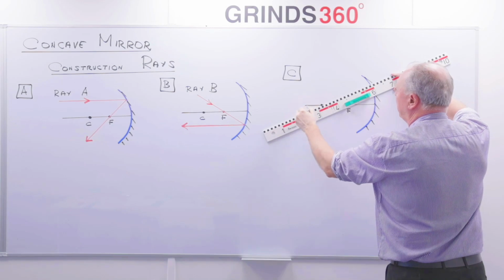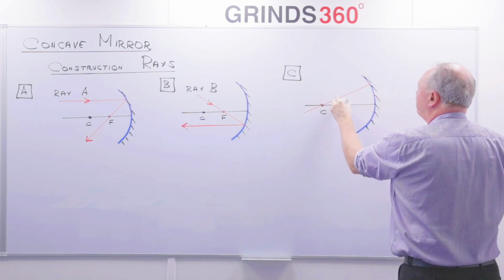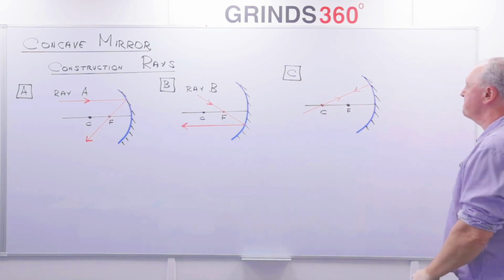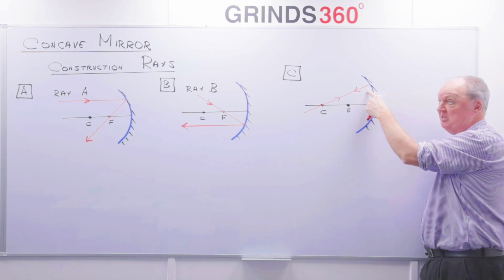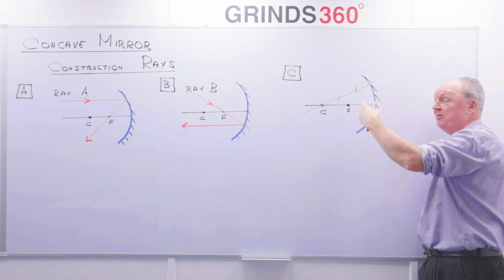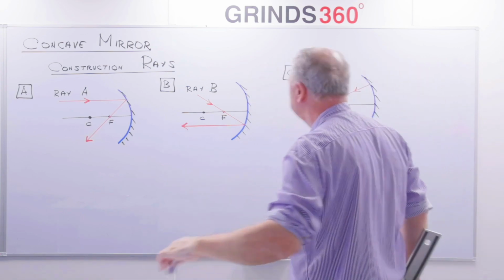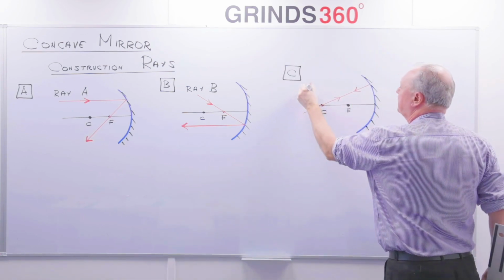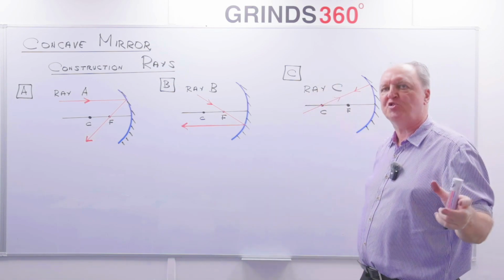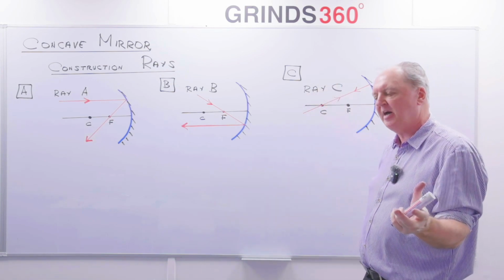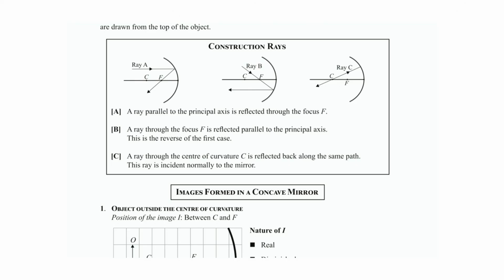So if I send in a ray of light through the center, do you know what happens? It bounces straight back along its own path, because the normal will be there. What's the angle of incidence going to be? 0. What's the angle of reflection going to be? 0. So it comes back along its own path. So we will call that ray C. So using those three rays, we should be able to draw any image we wish inside a concave mirror. Let's go back to our notes and have a look at that.